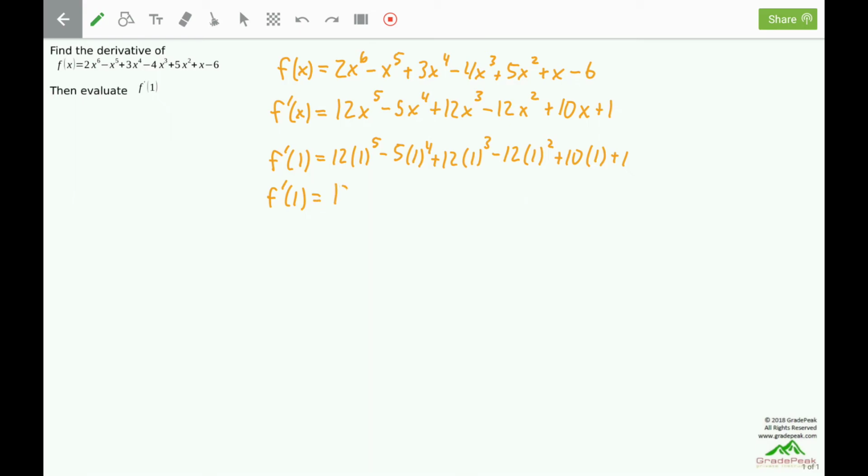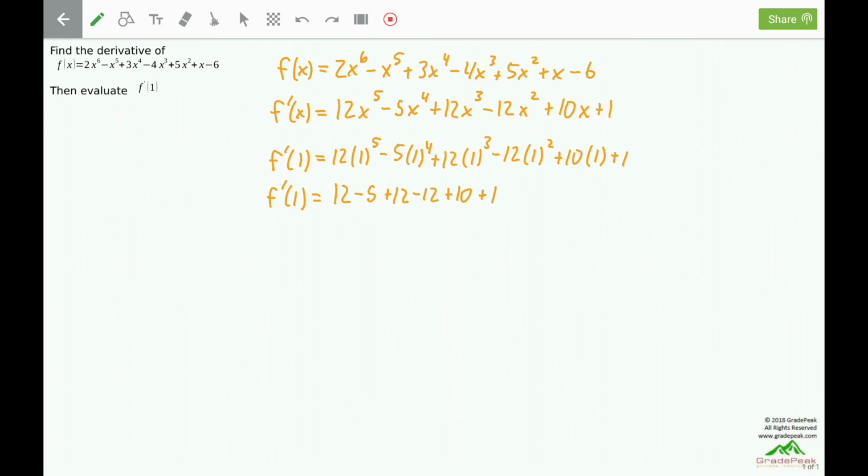So that first term will be a 12. The second term will be a negative 5. The third term will be a 12. The fourth term will be a negative 12. The fifth term will be a positive 10. And the sixth term will be a positive 1.